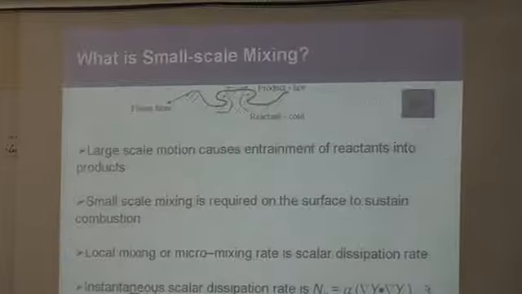What's the typical temperature in these situations? Typical temperature of what? Well, of this flame. 1800 Kelvin, 1800 to 2200 Kelvin, depending on the equivalence ratio.